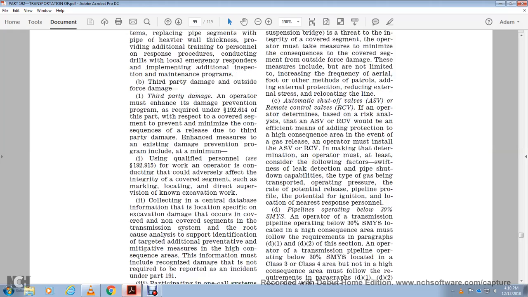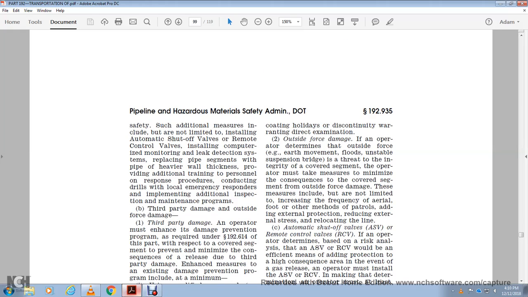192.933: any indication, coding, holidays and discontinuity, warrant direct examination. Outside force damage: the operator must determine outside forces such as earth movement, floods, unstable suspension that may threaten the integrity of the covered segment. The operator must take measures to minimize the consequence to the covered segment of outside force damage. The measures include, but are not limited to, increasing the frequency of aerial patrols or other methods of control, with additional external protection, reducing external corrosion and external stress, and relocating the line.